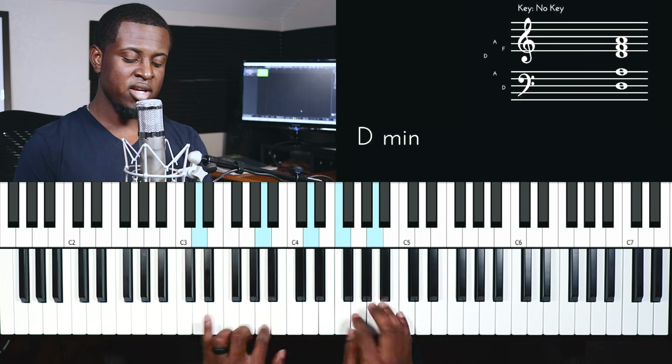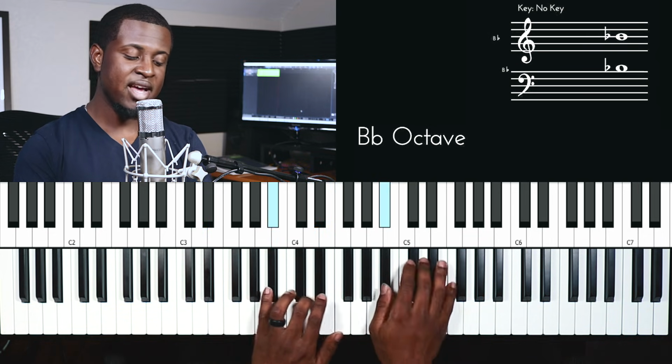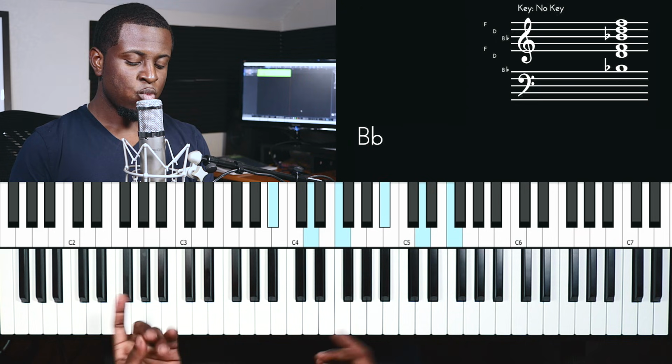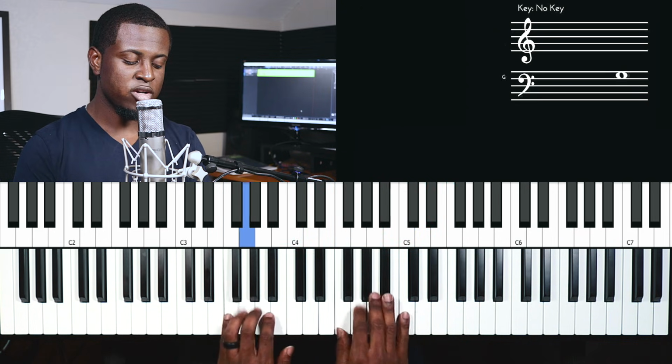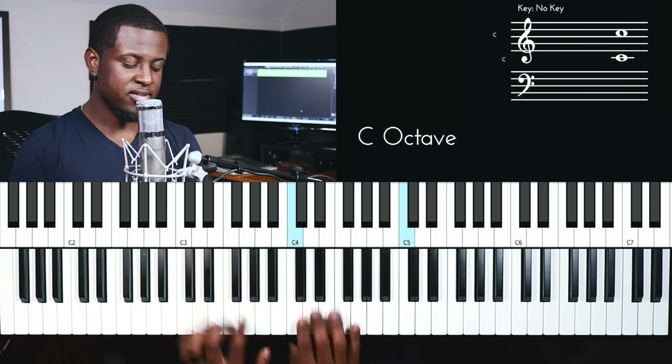4 in F would be 1, 2, 3, 4. B flat. 1 would be F. And then 5 would be C. 1, 2, 3, 4, 5, C.